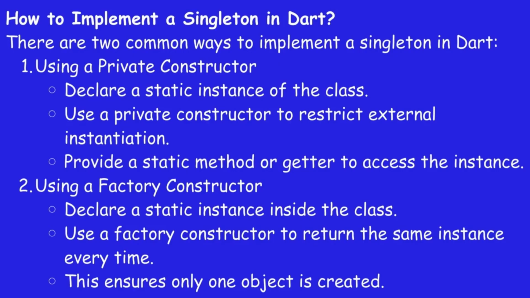Using a factory constructor. Another way to implement a singleton is by using a factory constructor. We still declare a static instance inside the class. Instead of a normal constructor, we use a factory constructor that returns the same instance every time. If an instance doesn't exist, it creates one. Otherwise, it simply returns the existing instance. This method ensures that only one object of the class is ever created. Both of these approaches help in controlling object creation and make sure that there is only one instance of the class being used throughout the application.